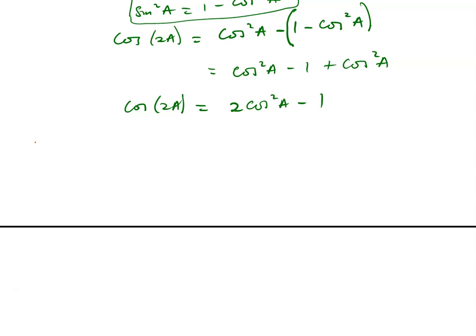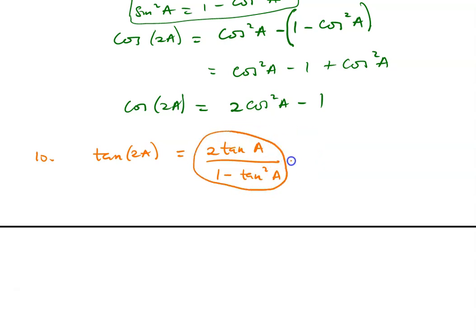If I have tan 2A, what do I get? It's simply going to be 2 tan A all divided by 1 minus tan squared A. The reason why we have this is because tan 2A is tan(A plus A).